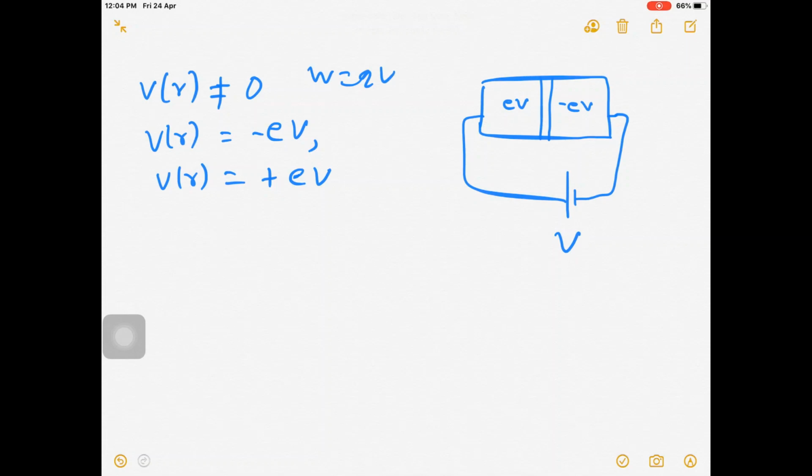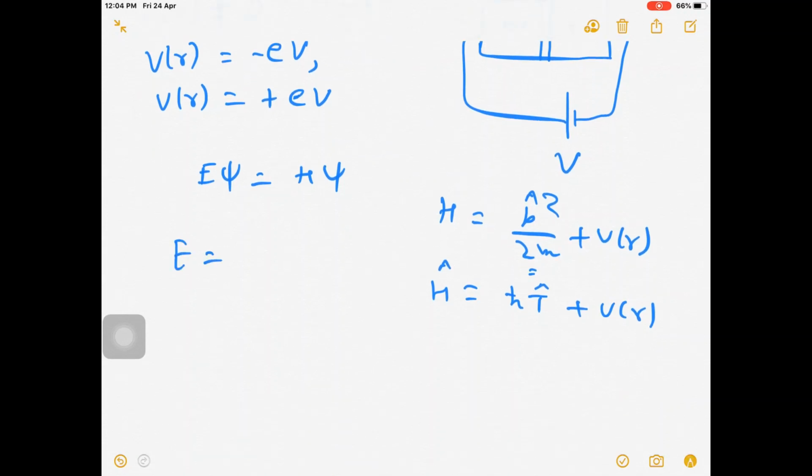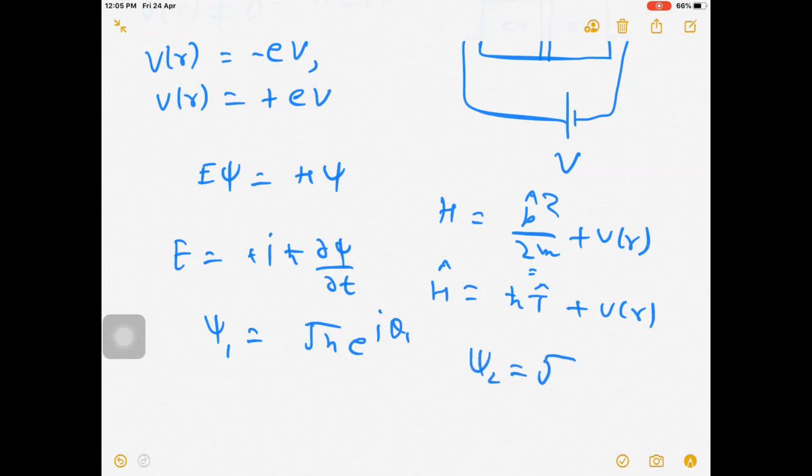As we have discussed already, Schrodinger equation is nothing but E psi equals to H psi. H is Hamiltonian, nothing but P square by 2m plus V of R, and in this situation kinetic energy is represented by transfer interaction. And energy E is nothing but iota h cut del psi divided by del t, and we already know that psi 1 is nothing but under root n1 exponential iota theta 1 and psi 2 is nothing but under root n2 exponential iota theta 2.